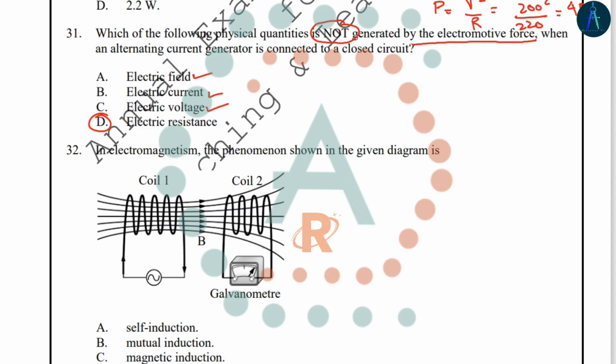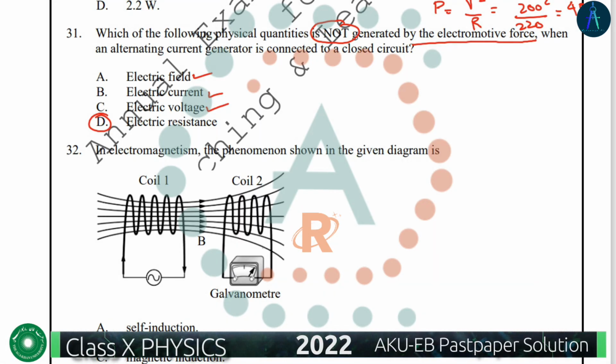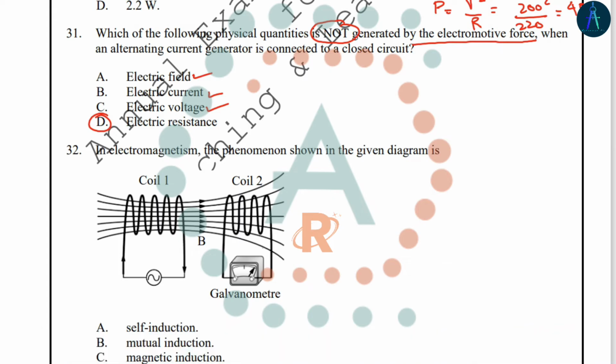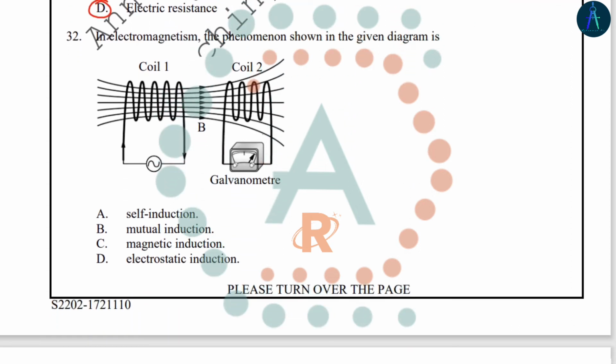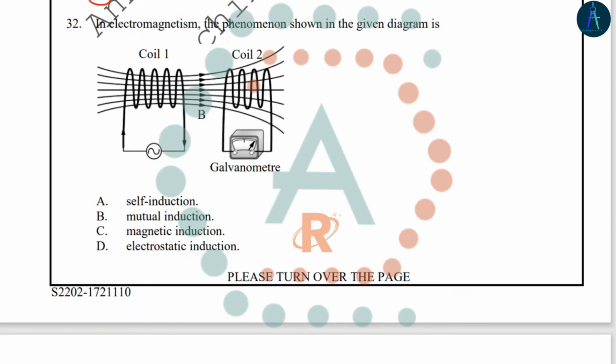electrical resistance. The electrical resistance will be there in the coil of the AC generator, but it isn't due to the presence of electromotive force. It will be present in the absence of electromotive force as well. So option D is the right answer.